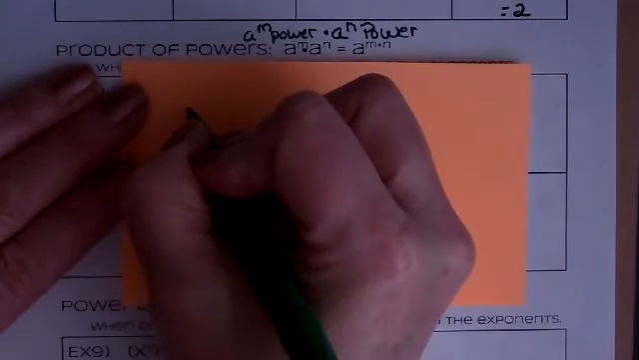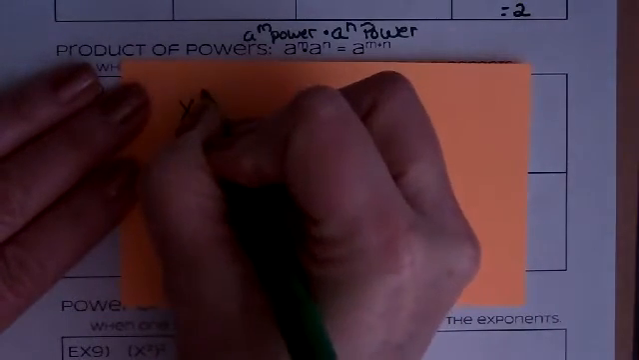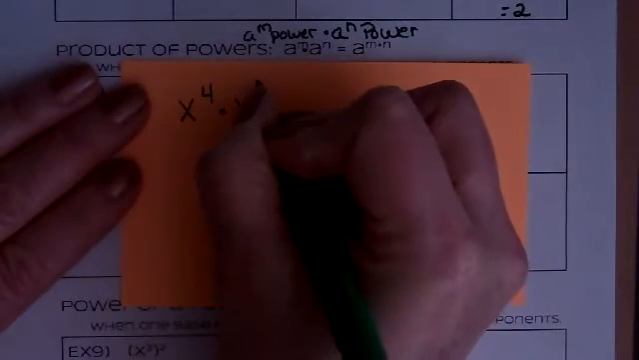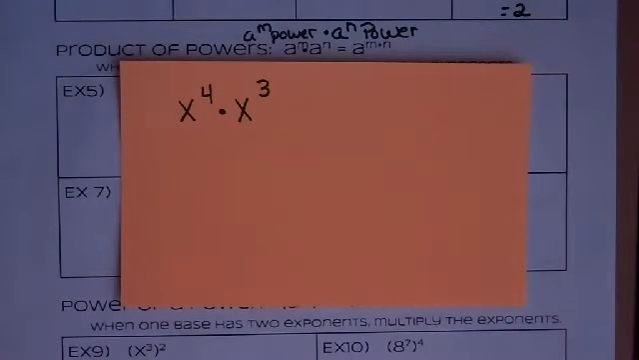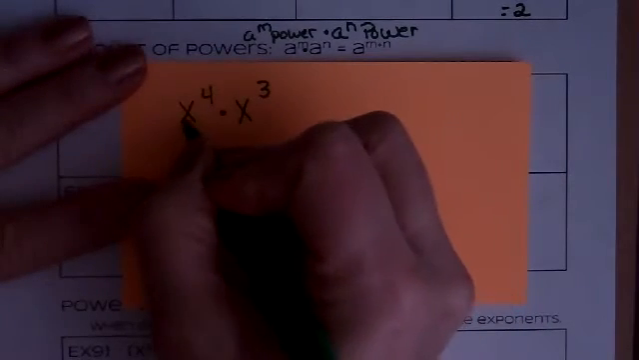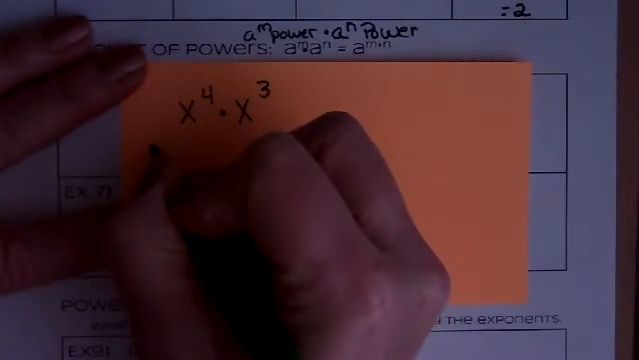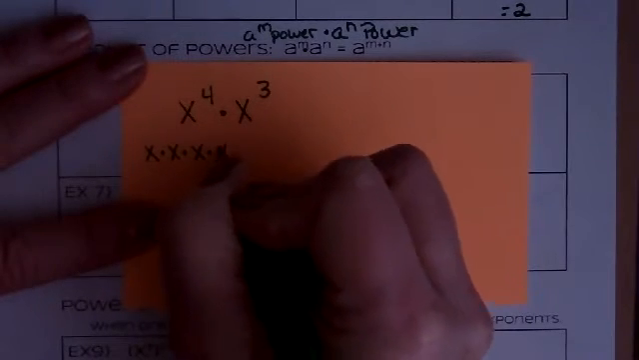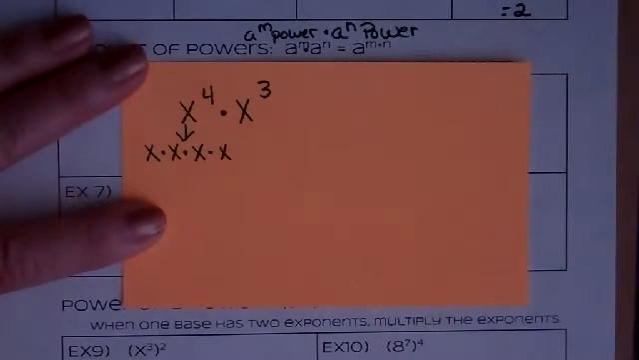If I have x to the 4th power times x to the 3rd power, I'm being told I've got to multiply these x's together. Well, dang, we don't know how to do that, do we? We don't. But I want you to think about something. What does x to the 4th power mean? It means x times x times x times x. Right there. That's what x to the 4th power means.